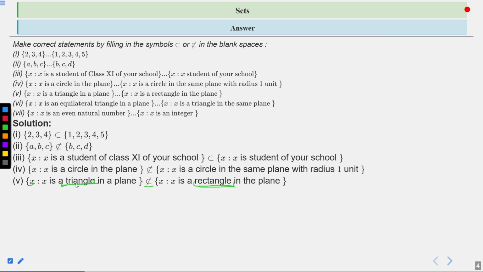So a triangle, or an element from this set, is not going to belong to this set. Why? Because a triangle is a triangle, not a rectangle. Simple.